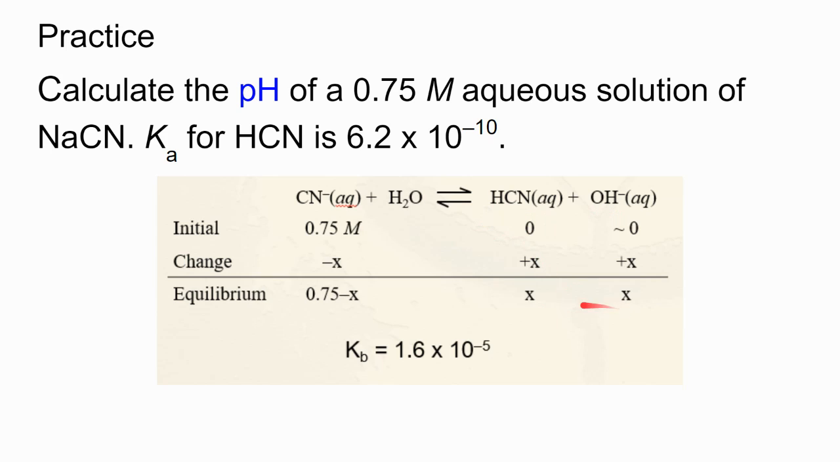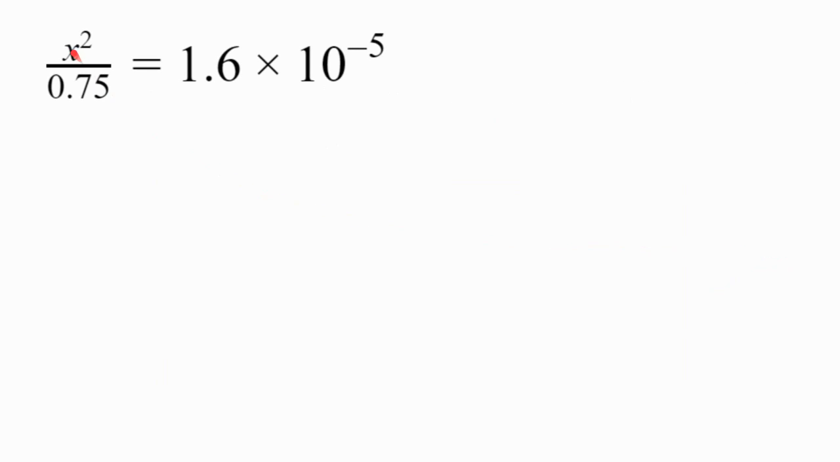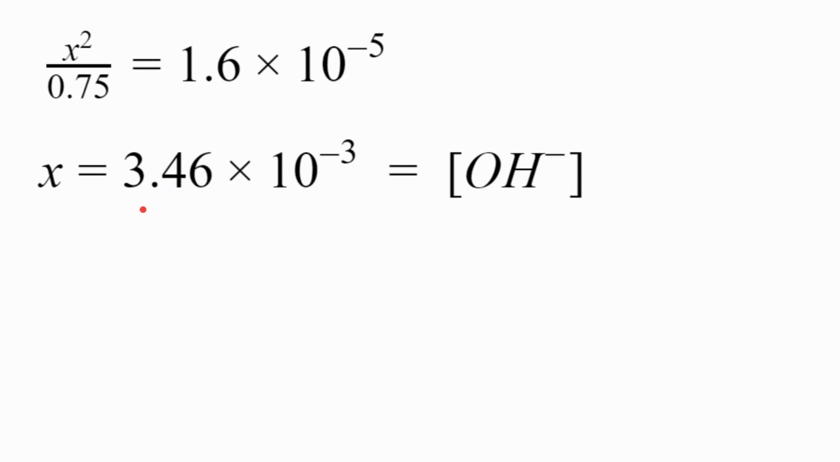Notice we have X's there. Here it shows 0.75 minus X. I'm going to disregard that due to the size of the K. So I'm going to plug in all the numbers. The two X's on the right side of the ice table are going to get squared. The 0.75 is the equilibrium concentration of the cyanide going into this. And we get 1.6 times 10 to the negative 5. This is put in there as the Kb. So we need to solve for X, and X is going to be 3.46 times 10 to the negative 3.